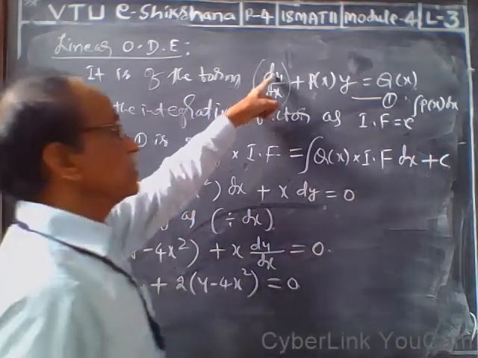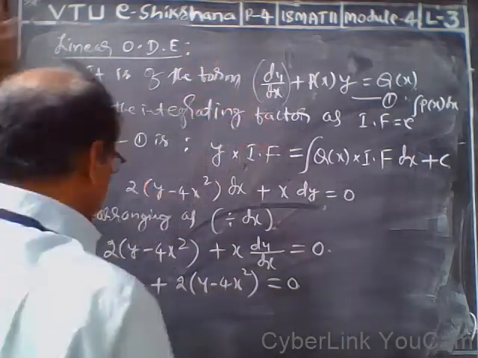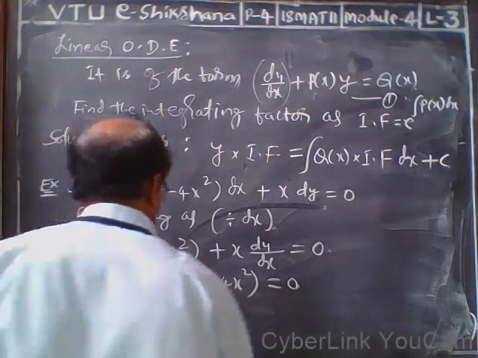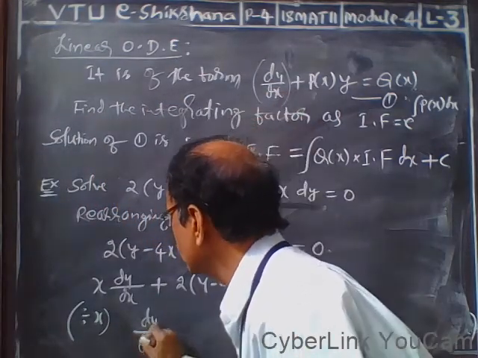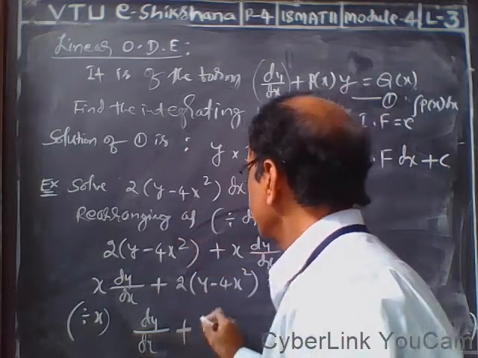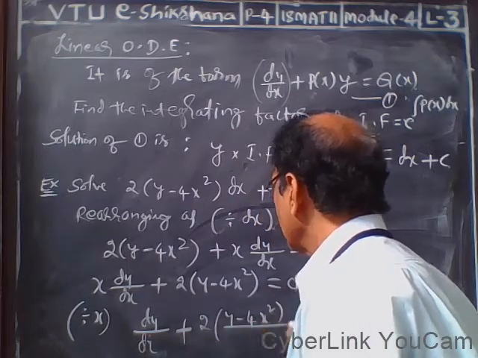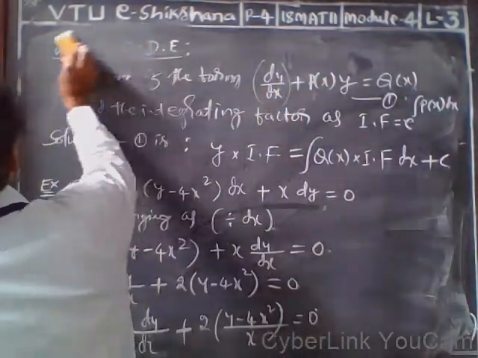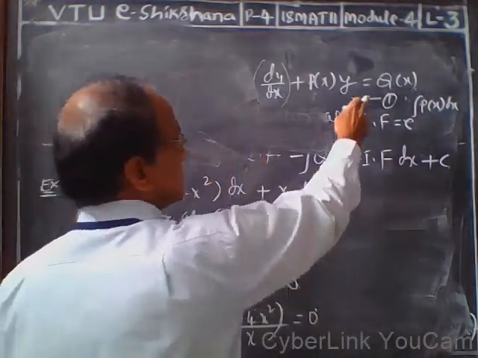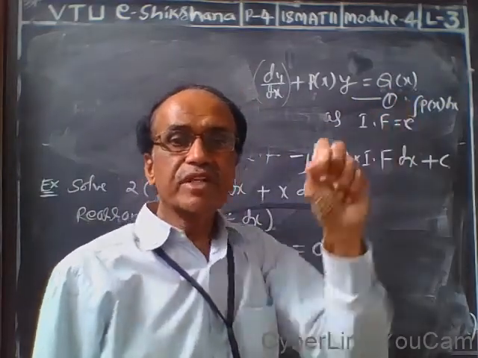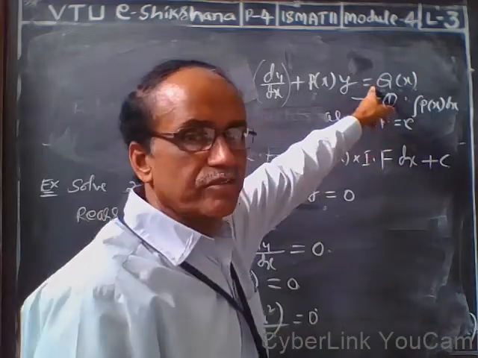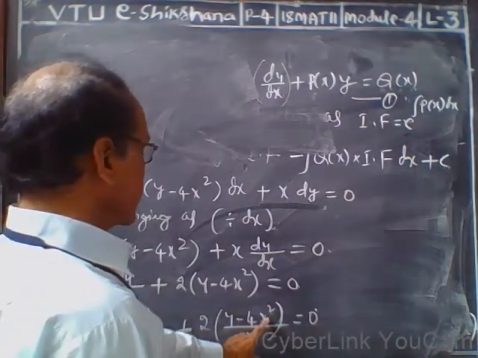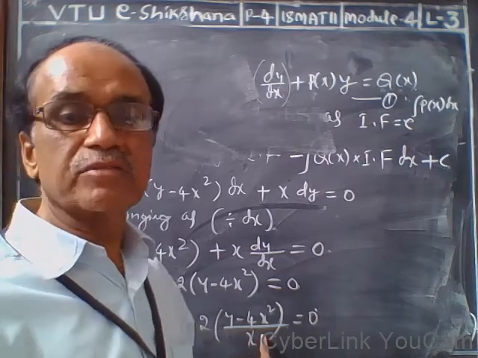Now you make it dy by dx, free from multiplication by the variable. Therefore dividing by x gives dy by dx plus (2y minus 4x square) whole divided by x, equal to 0. Then you need to consider the linear differential equation accordingly. The right side term, that is Q of x, indicates a function of x alone, so it should be free from y. Therefore we consider the term minus 4x square multiplied by 2 divided by x and write this term to the RHS.